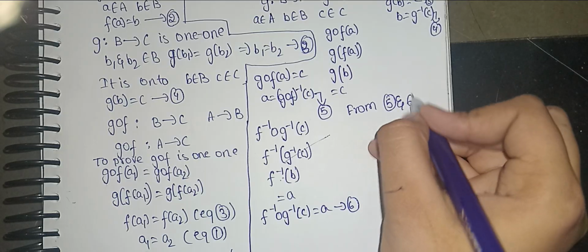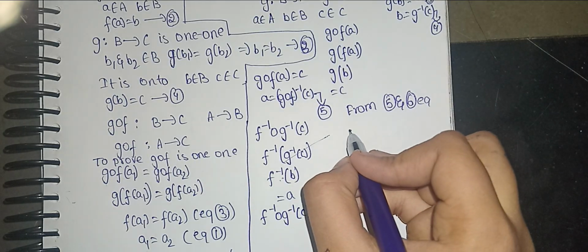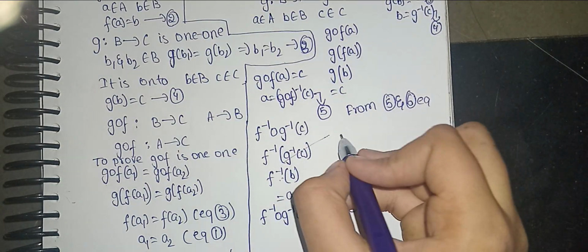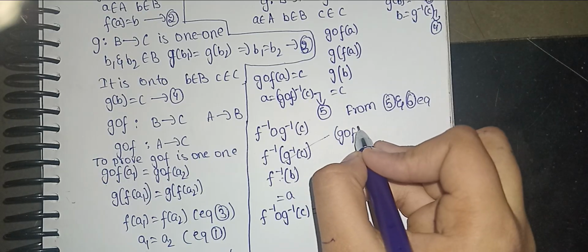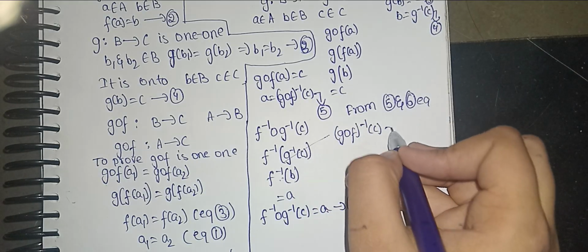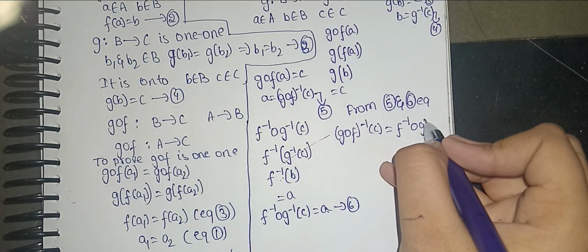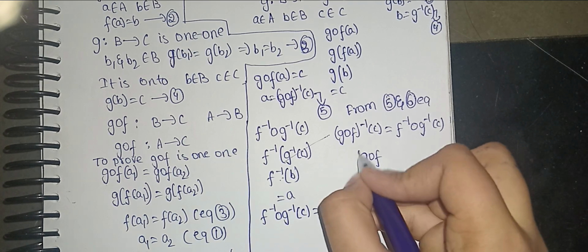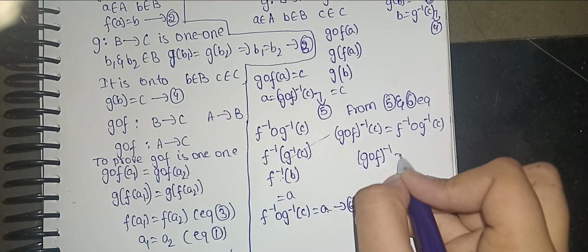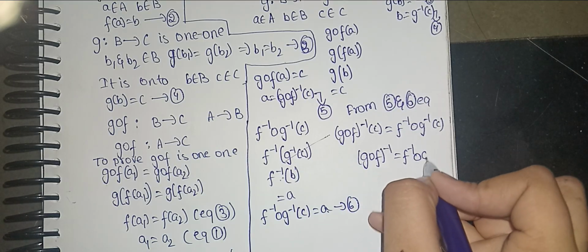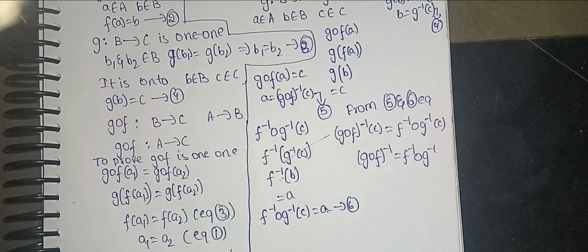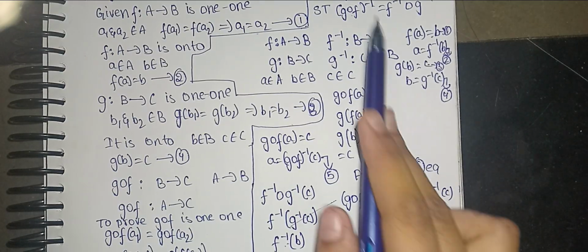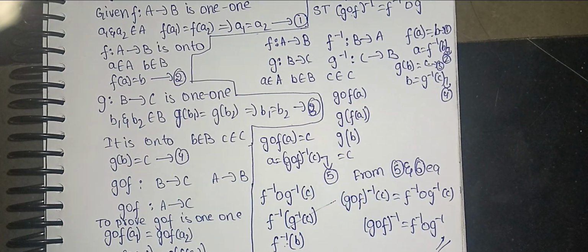From fifth and sixth equation, see, they both are equal to a. Means they both are also equal. Means (g circle f) whole inverse c is equal to f inverse circle g inverse c. If we cancel c, (g circle f) inverse is equal to f inverse circle g inverse. Okay. We have to prove they both are equal and we have proved. That's it.